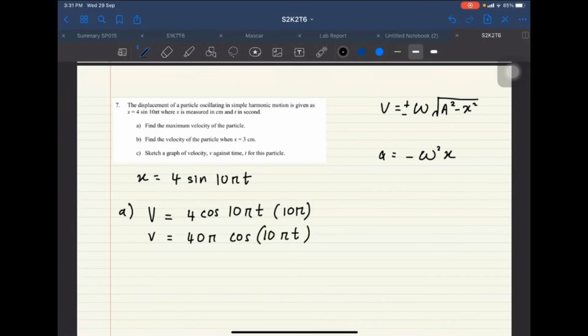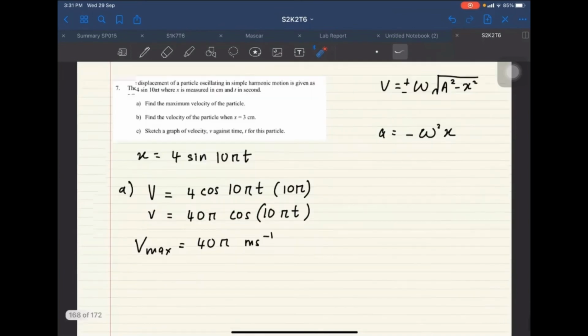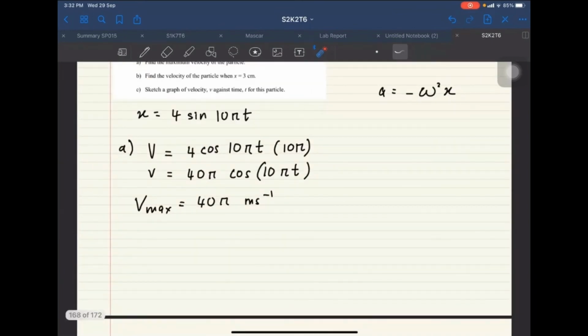Okay, and this one, dia adalah maximum V kalau yang ni jadi 1. So you can answer V max. Okay, so ada dua cara lah kamu nak buat. So either you can use this formula ataupun kamu boleh differentiatekan ni sekali so that you get equation untuk V, and then you know that this one is basically the maximum. So dekat amplitude untuk V. Okay, that one for question A.